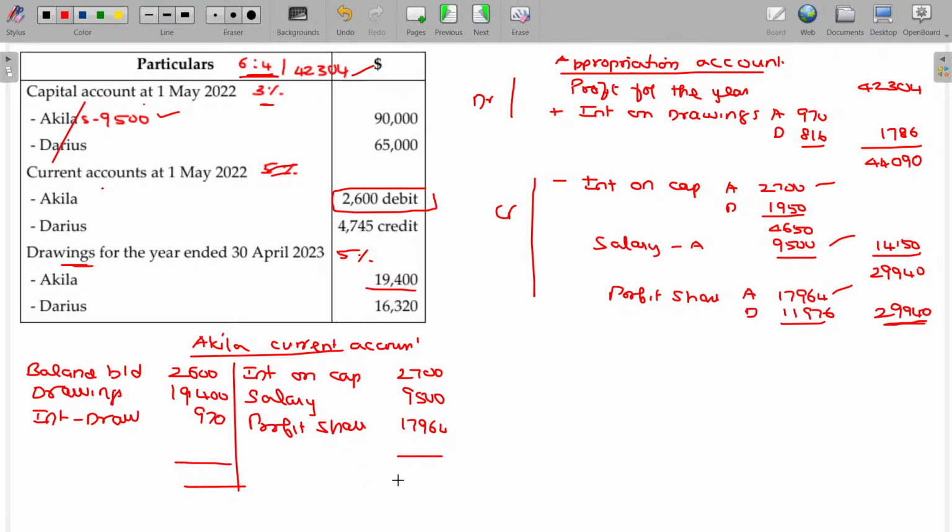If we tally this, 30,164. You'll get the balance carried on here. So we started with the negative balance but ended with a positive balance, 7,194. Rewrite here as balance brought down, 7,194. Is that clear?